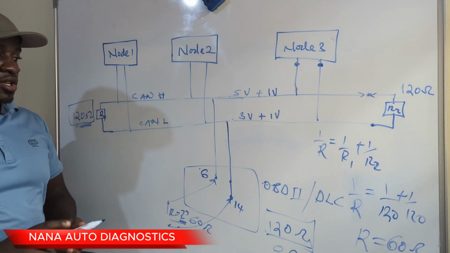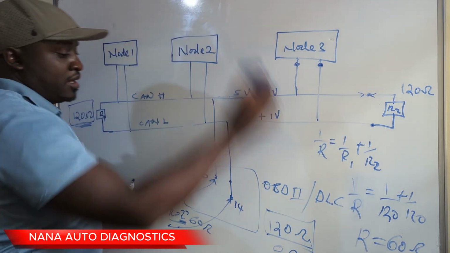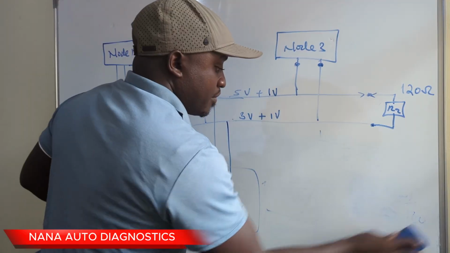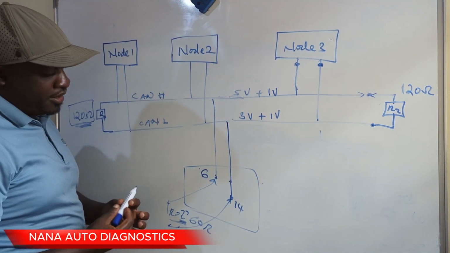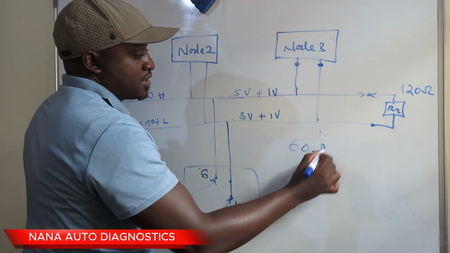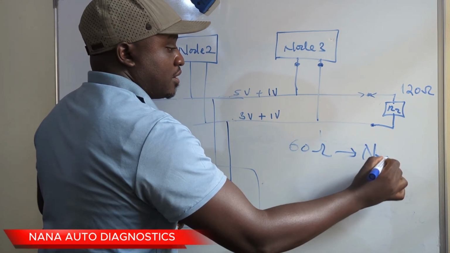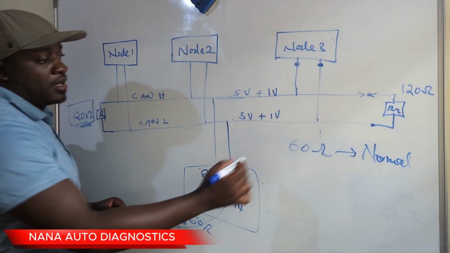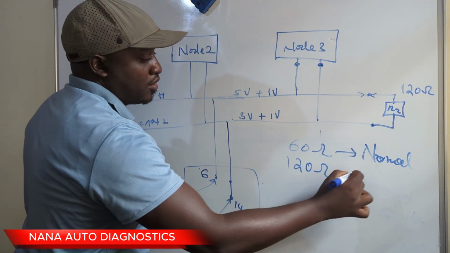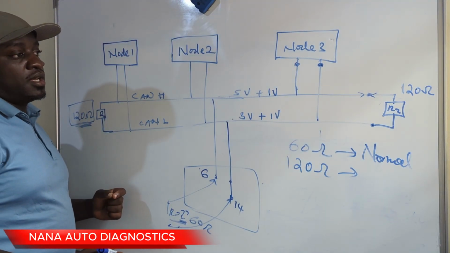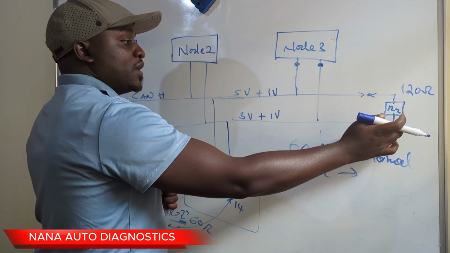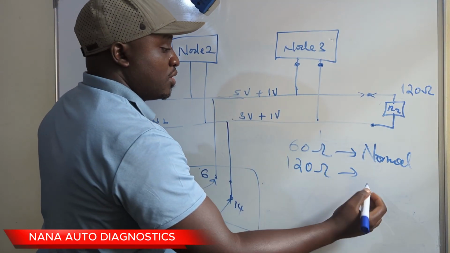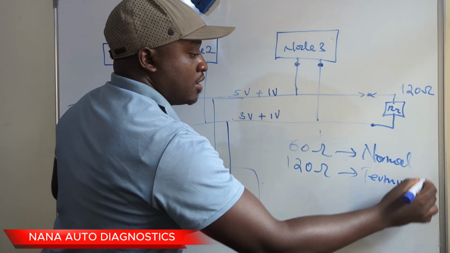So in summary, whenever we have 60 ohms, that is a normal reading showing that the circuit is okay. If we have 120 ohms, that is an indication that one of the terminal resistors is not being recognized on the network. So one terminal resistor is missing.